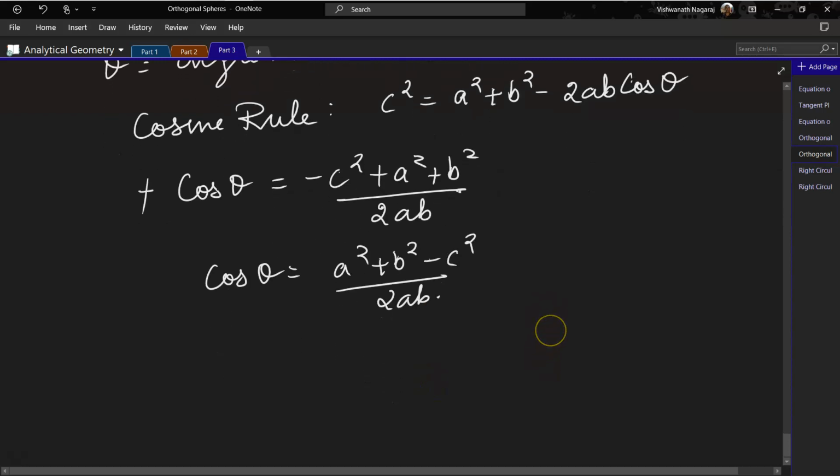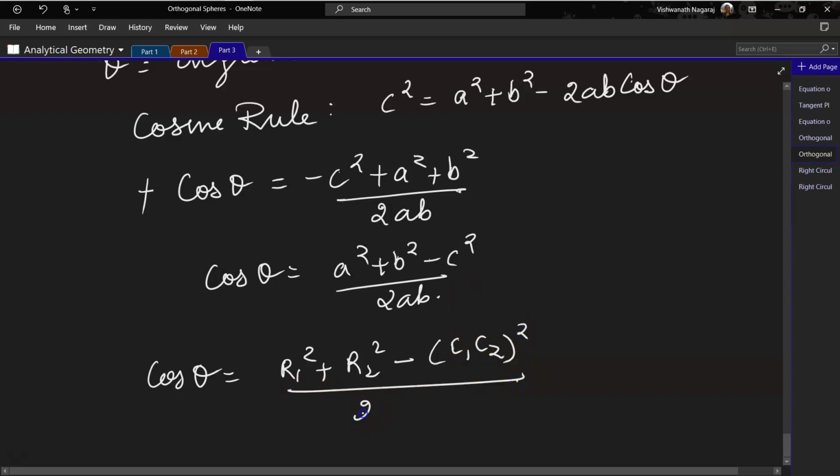Okay. Now in our case, cos theta would be equal to what? R1 square plus R2 square, and this is the, let's say, the hypotenuse, so this will be your C1C2 square. C is nothing but C1C2, divided by 2R1R2.